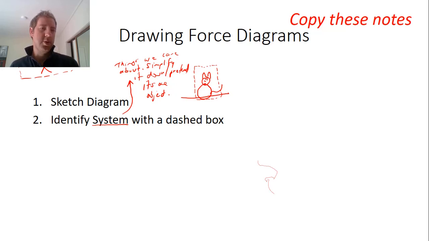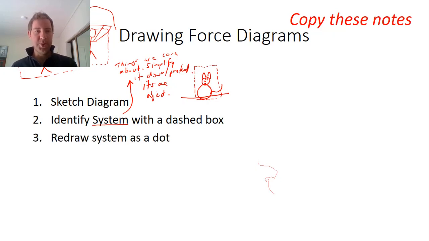Okay? And we'll look at these down the line a bit more. I could have said, can you look at just the man by himself without the parachute? And then you'd say, okay, this is my system here. So I think I'll be pretty clear on what the system is. And at the moment, you're like, I don't understand why this is important, but you'll start seeing it in a couple of lessons. So identify the system with a dash box.